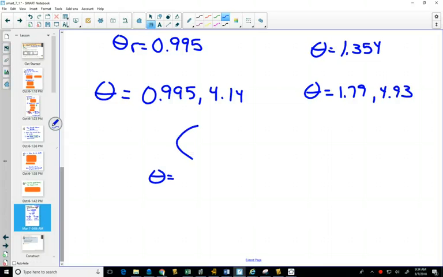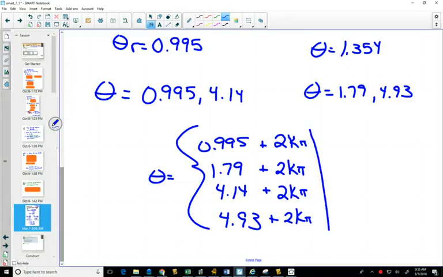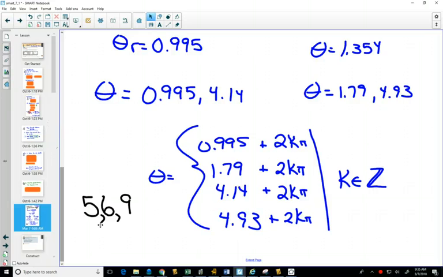So for my final answer as a general solution, I would write all 4 of them. It doesn't matter if you write them in numerical order. You add 2k pi to each of them, such that k is an integer. So questions from your notes that you can do for practice are 5, 6, and 9.